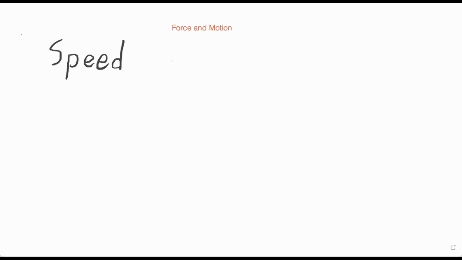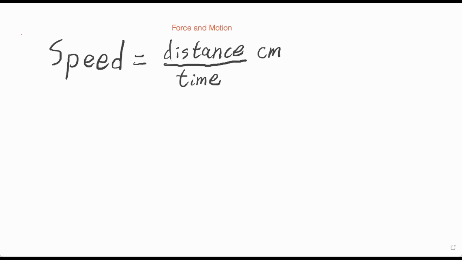So its definition would be the distance traveled by the object that you are measuring over the time it took to do so. So, what are the units of speed? Well, you can deduce that from knowing the units for distance. It could be centimeters, meters, or kilometers. And for time, it could be seconds, minutes, or even hours.